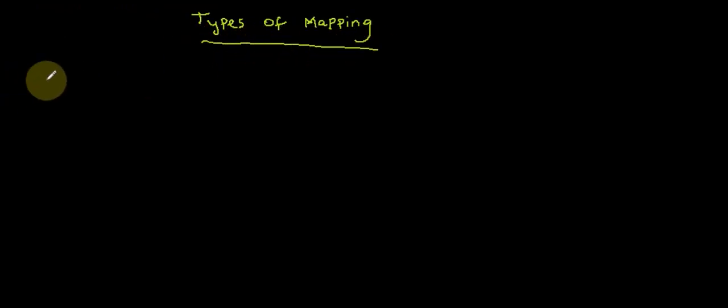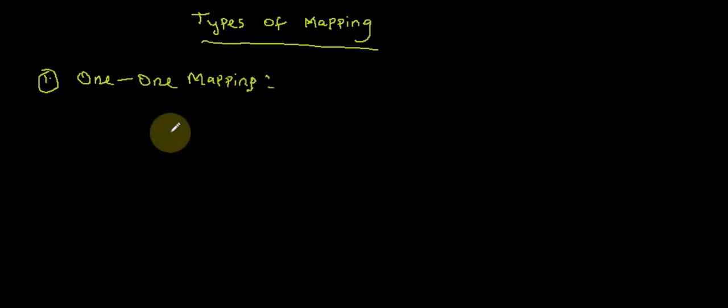So now let's move to what we call types of mapping. Yes, mapping has types. The first type of mapping we'll be looking at is one-to-one mapping. Now when we're talking about one-to-one mapping, it is when one element in the first set is mapped to one element in the second set.